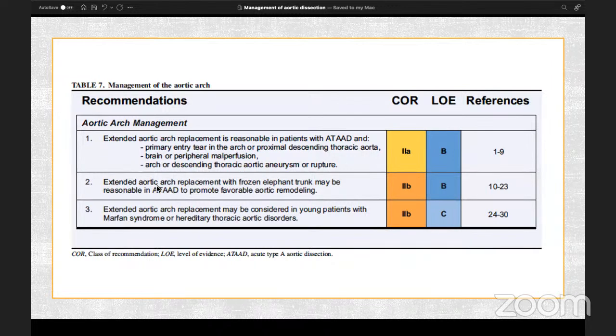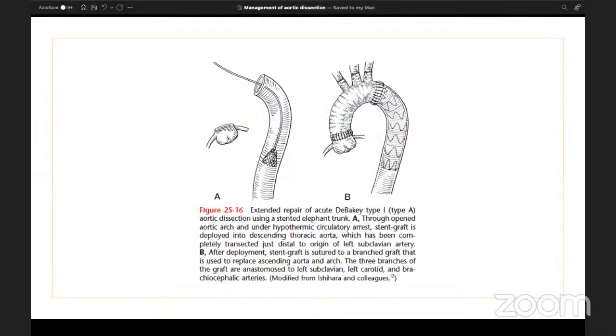Extended aortic arch replacement with frozen elephant trunk may be reasonable to promote favorable aortic remodeling. It has been shown that utilizing either the Dacron tube or the stent, with superiority of the stent, will enhance the obliteration of the false lumen and the remodeling of the aorta, and also will facilitate further TEVAR for the remaining descending thoracic aorta.